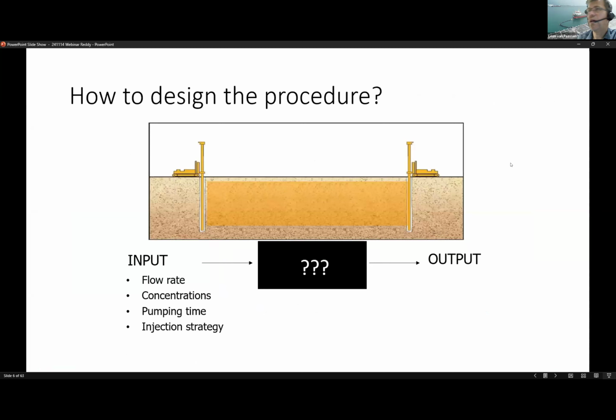So the question now is, this is a reaction, but how to design a procedure if you know the reaction. Obviously you have to come up with some input variables, like the flow rate, you have to decide on what concentrations to use, how long to pump the nutrients into the ground, and maybe instead of injecting, you want to percolate it vertically, or you may want to mix it in. You can choose different strategies to get those nutrients into the ground, and eventually you want to predict, given a certain procedure, what the outcome will be: the strength, the stiffness, variability, porosity, or cost.